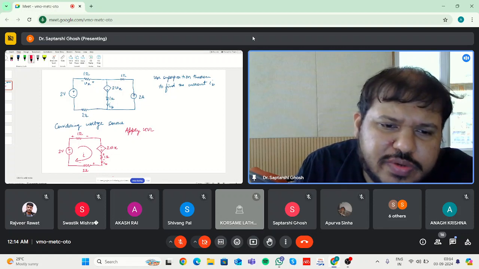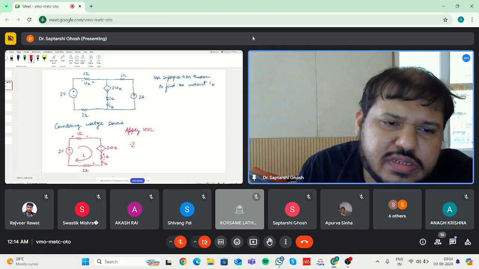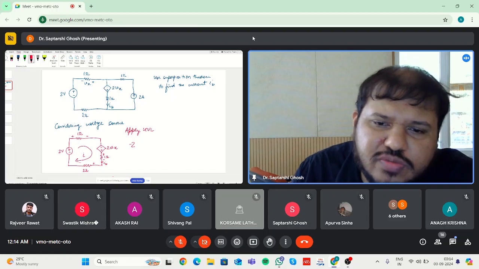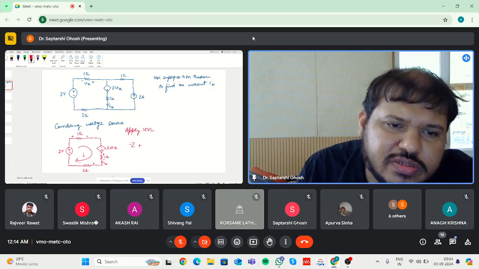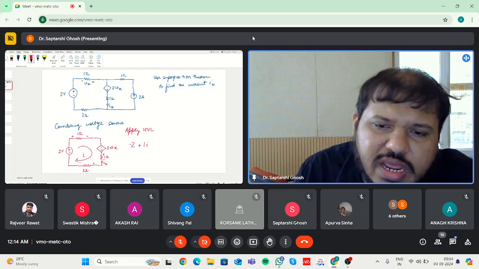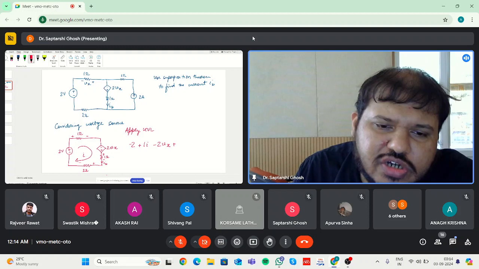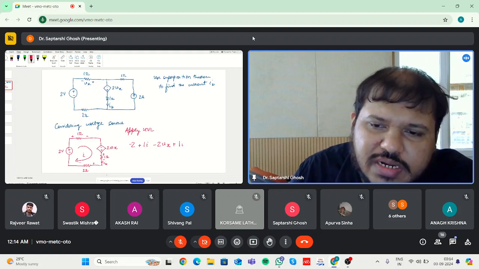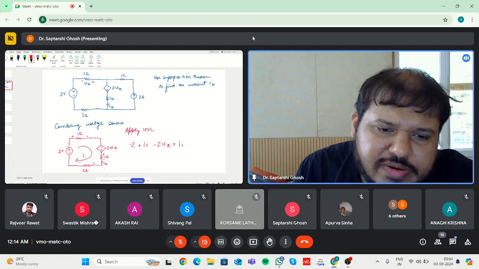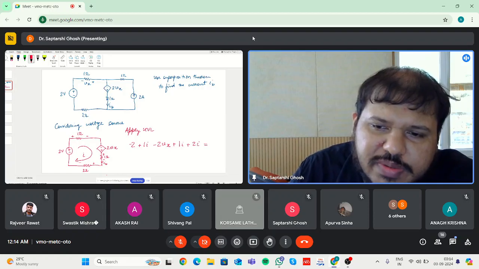So if you go in clockwise direction, the first thing you are encountering is this minus sign first. So minus 2 volt. Then you are encountering this plus sign first. So plus, and the voltage drop across this is resistance multiplied by current, so 1 multiplied by I. Similarly, you are encountering this minus sign first. So minus 2Vx. Then you are encountering the plus sign first. So plus, and the voltage drop is resistance multiplied by current, that is 1 multiplied by I. Then you are encountering this 2 ohm resistance, plus sign first. So plus 2I. That will be equal to 0.